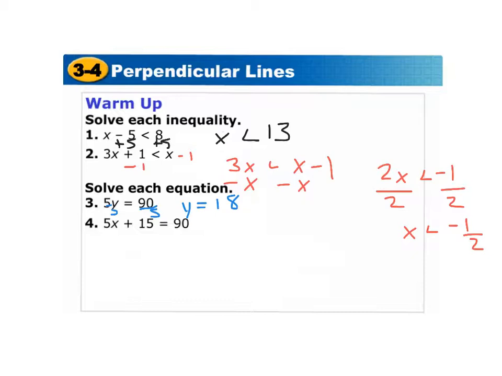Sophia, what did you get for number 4? I did minus 15. So you subtract 15 from both sides, and we get 5x is equal to 75. And then what do we do? So we divide both sides by 5 and get x is equal to 15. So that's a warm-up, just a little bit of an algebra review.